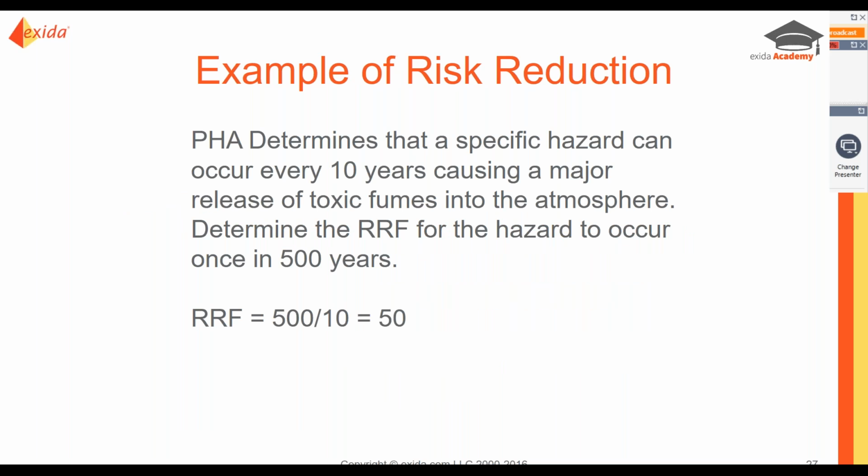So say you've done your PHA and it determines that this specific hazard can occur once every 10 years, causing a major release of toxic fumes into the atmosphere. I don't know about you, but I usually consider that bad. So the question is to determine the risk reduction factor needed for the hazard to occur once in every 500 years instead. And that simply is to take that 500 years, divide it by the 10 years you currently have. So you are going to need a risk reduction factor of 50 in this example.